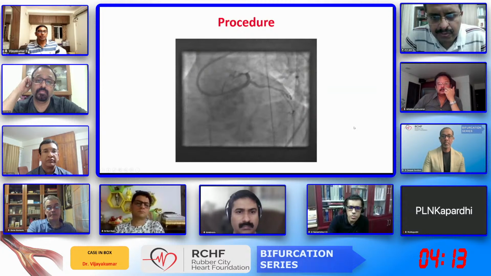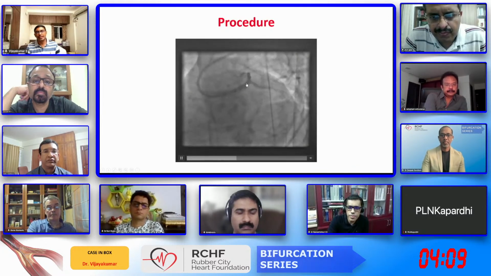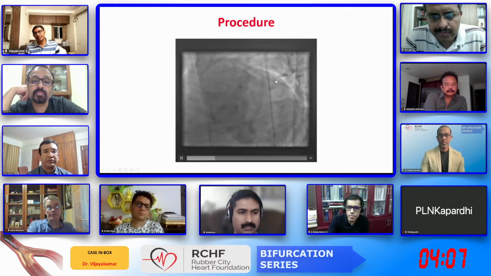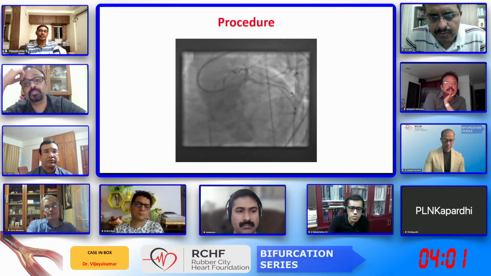And this is the final result. And the OM, or your early ramus, is TIMI 2 flow, and I can't say great expansion angiographically, but the lumen areas are adequate.